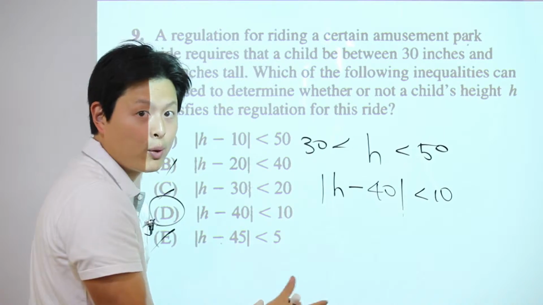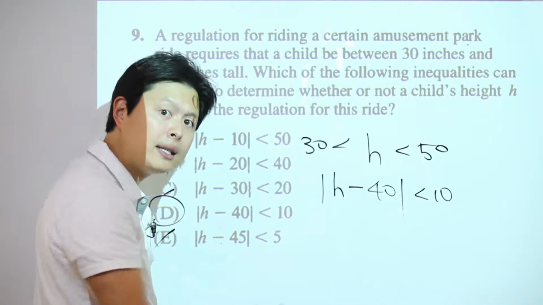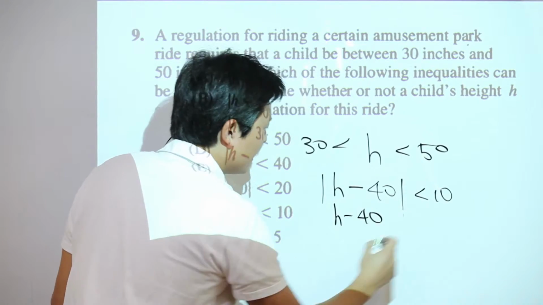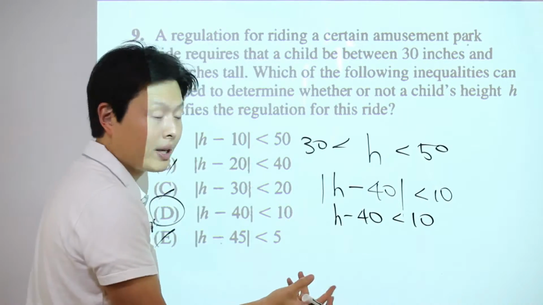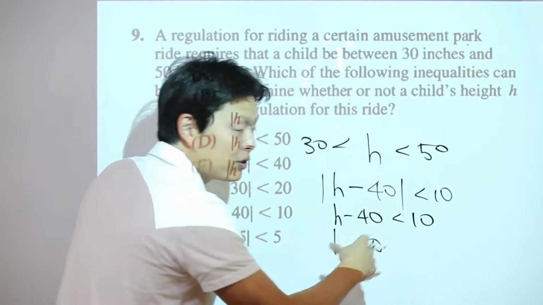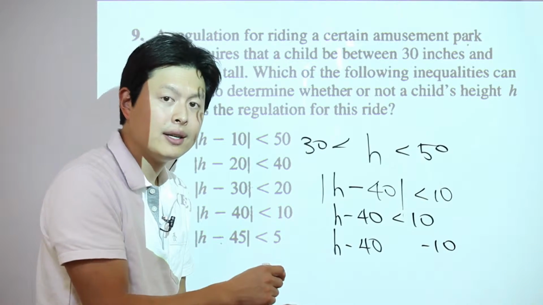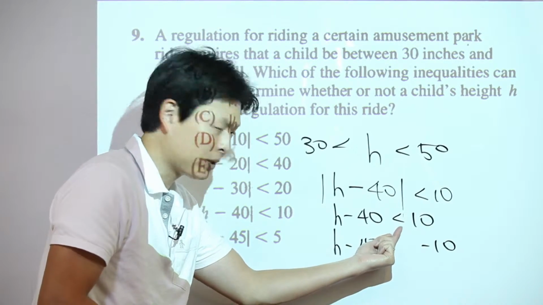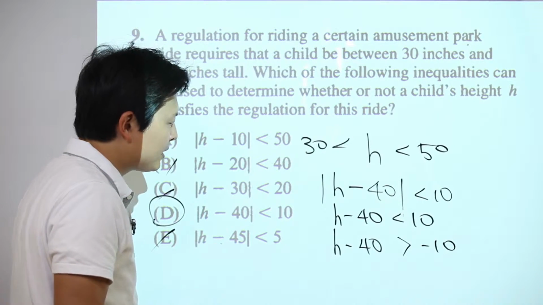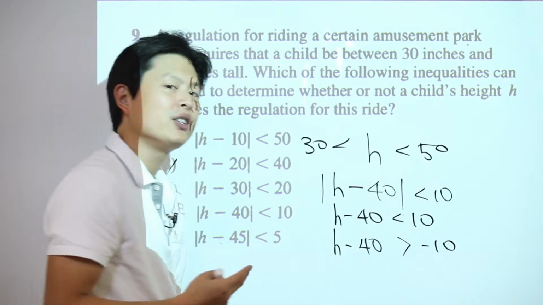Absolute value equations and inequalities always have two cases, a positive case and a negative case. The positive case here says h minus 40 is less than 10. Now I have to use a negative case, which gives you a negative 10 on that side. But whenever you add a negative sign to this, what do you do with the sign? Do you remember what to do with that sign? Flip it, right? And so you solve for this, you solve for this. And as long as it matches both sides, you have the answer.